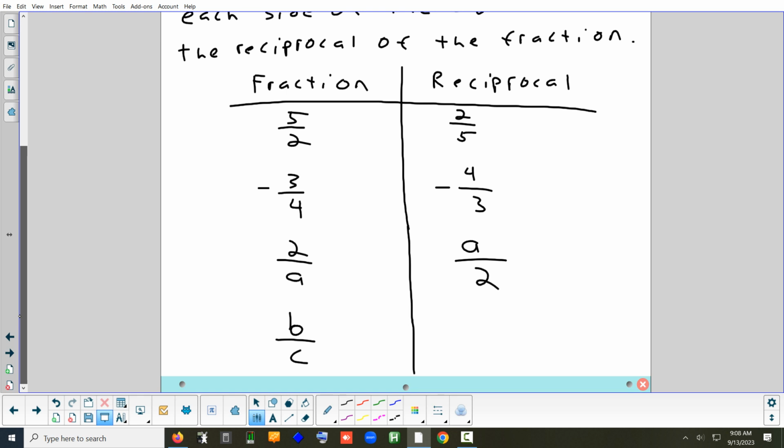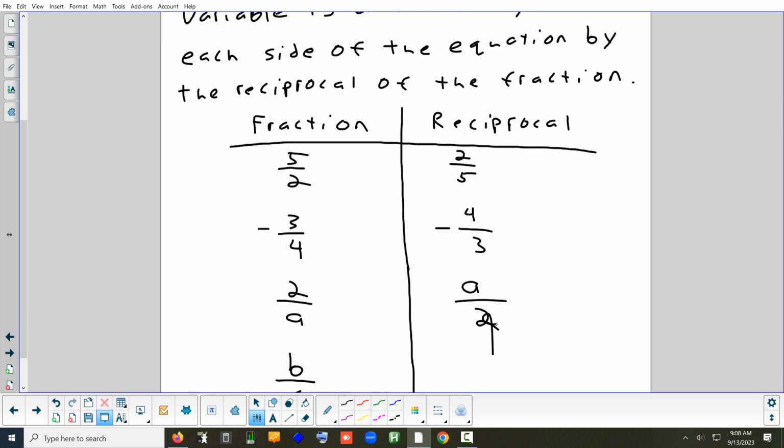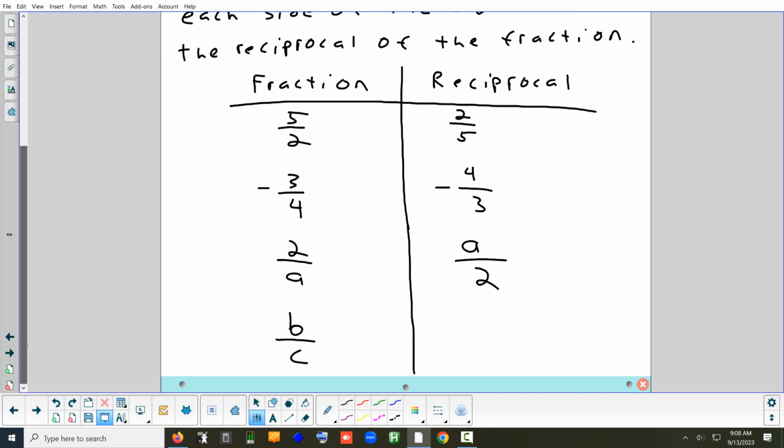Yeah. I didn't get that one. You get to that one? Anybody get to that one? b divided by c, Lily? C over b. Okay. So c over b. Perfect. Any question on that?